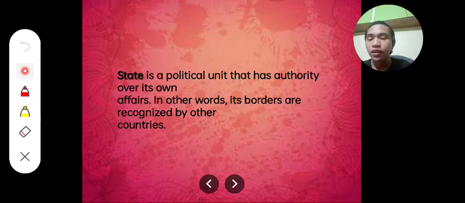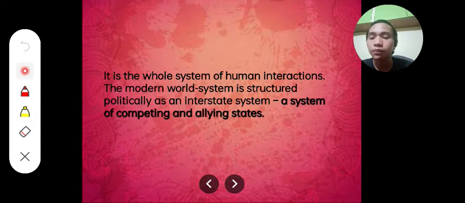And the definition of state here, as you can see, is a political unit that has authority over its own affairs. In other words, its borders are recognized by other countries. The example of this is the United States, I think, because it carries a border and that particular country has its own affairs or set of rules to follow. And next, it is the whole system of human interactions.